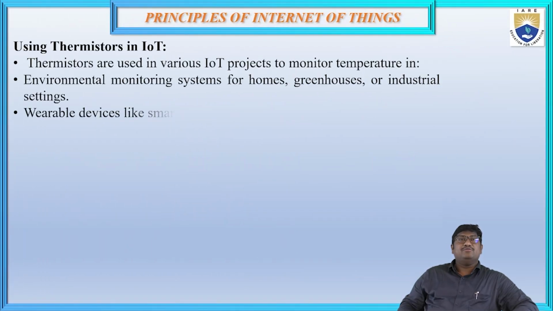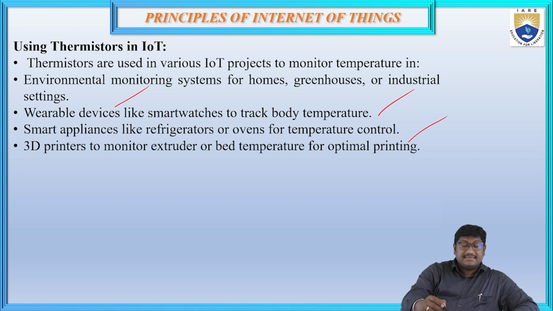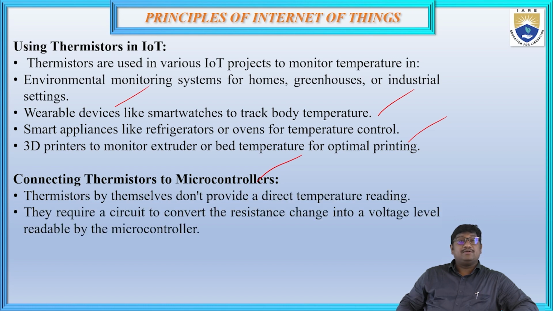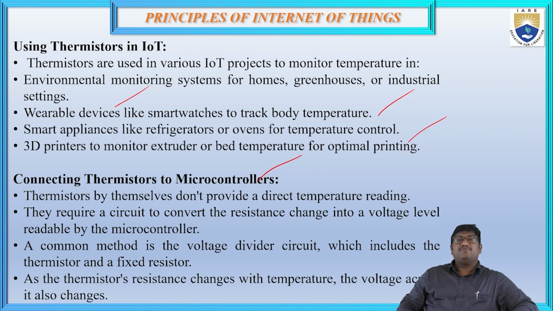Using thermistors in IoT plays a major role. Thermistors are used in various IoT projects for monitoring temperature, such as environmental monitoring systems, wearable devices like smart watches, smart appliances like refrigerators and ovens for temperature control, and 3D printers to monitor the bed temperature. Thermistors by themselves do not provide any direct temperature readings. They require a circuit to convert the resistance into a voltage level. For that purpose, we need to connect them to a microcontroller. A common method is a voltage divider circuit, with the thermistor and a fixed resistor.